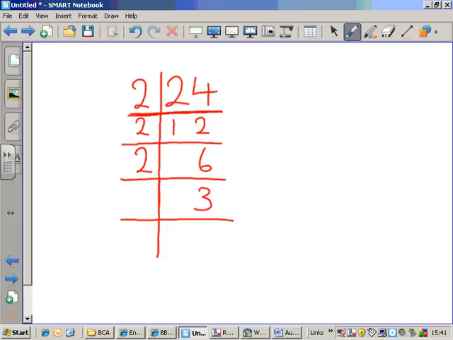What prime number can we divide 3 by? Well, 3 is a prime number, so obviously the only prime number we can divide it by is 3. And 3 divided by 3 is 1. And when you get to 1 on the right hand side, you're done. You've found all the prime factors of the number you started with.